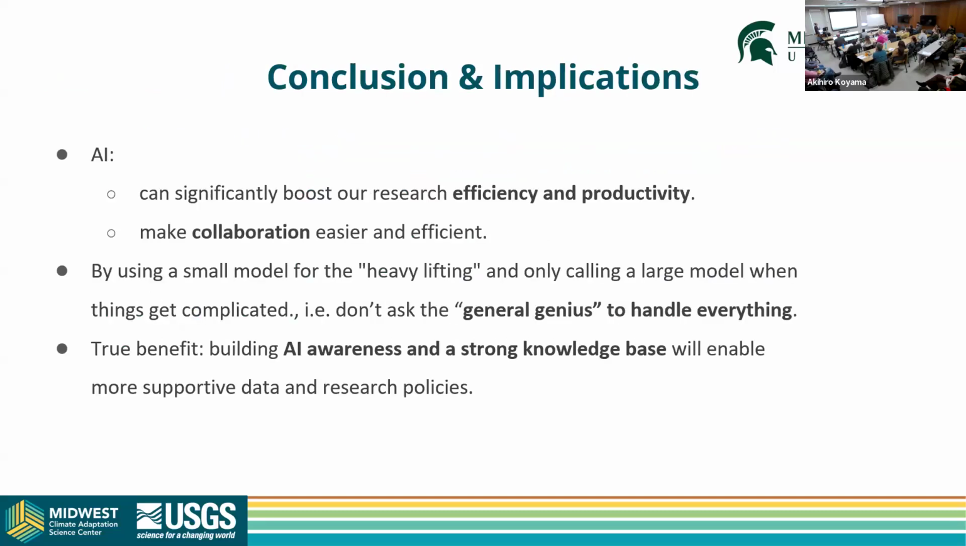So in conclusion, I would say that we can significantly boost our research efficiency and productivity with AI, and also make collaboration easier and more efficient in terms of data and analysis. But more importantly, by using small models to take the heavy lifting and only calling the large models when things get complicated, technically we don't need to ask a general genius to handle everything. We can perform the majority of the work, and when those models are not capable, we can ask the other models. And then the true benefits obviously will come to our natural resources if we have a better understanding of those tools and techniques and the knowledge base within our domain expertise.